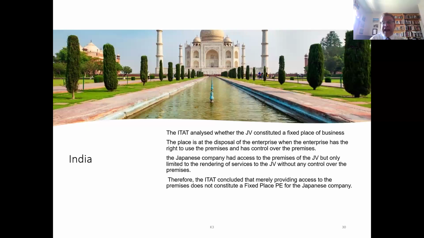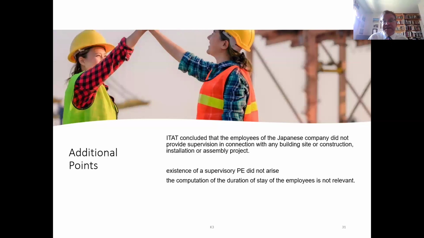Indian company was just providing access to the premises, does not constitute a fixed place permanent establishment for a Japanese company. In this case, the employees of the Japanese company did not provide supervision in connection with any building site or construction, installation, or assembly project, and the existence of supervisory PE did not exist. So again, you can look at that on various bases, but as I say, you can look at this in some leisure.